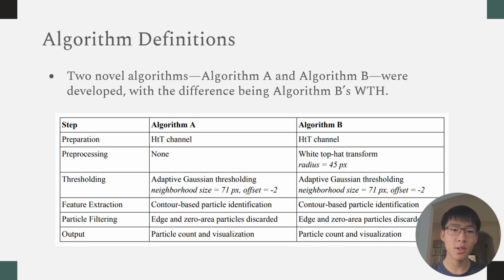And here are the definitions of my algorithms. We have algorithm A and algorithm B, where the difference is the white top hat transform in algorithm B. This sacrifices runtime, but as we will see later, it increases the accuracy of algorithm B.